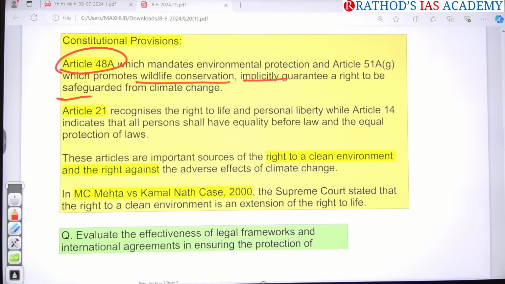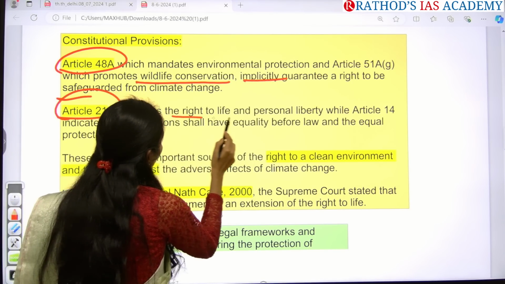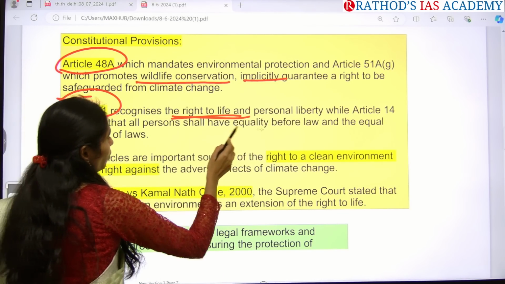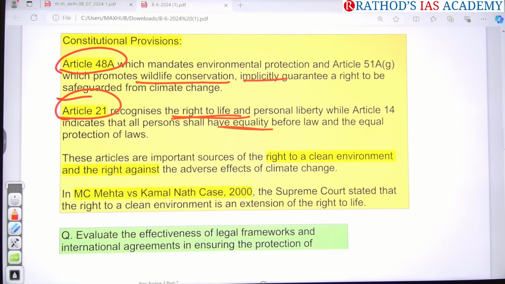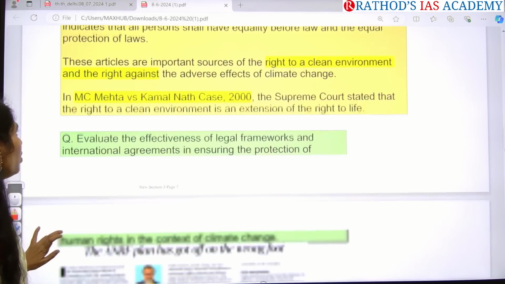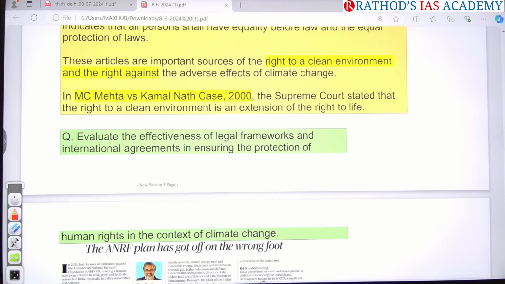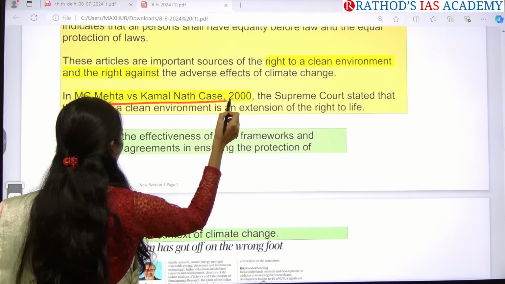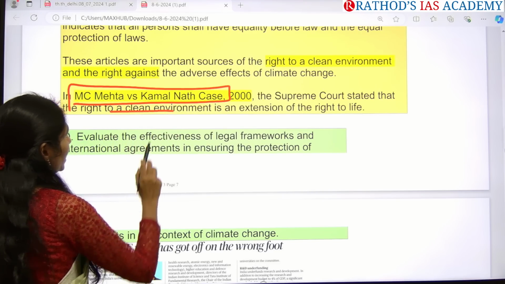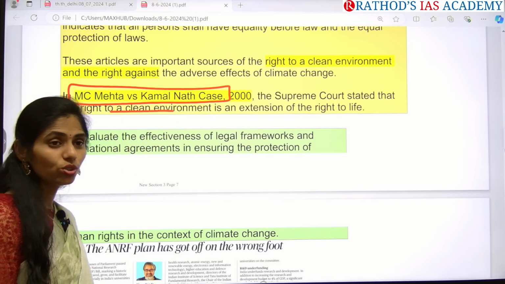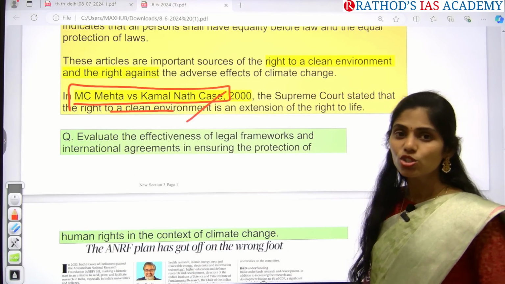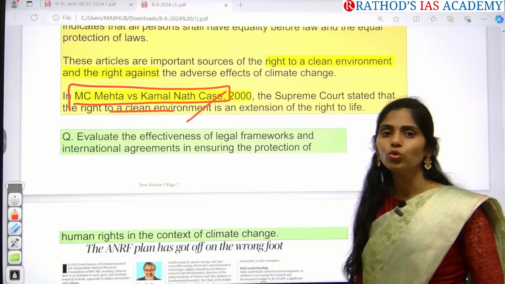And next we have Article 21, which recognizes the right to life and personal liberty, as well as Article 14, which talks about equality before law and equal protection of laws. So these are the two important articles that you have to make a note of, Article 21 and Article 14. And one important famous case of the Supreme Court in 2000 is MC Mehta versus Kamal Nath. In this case, the Supreme Court stated that the right to a clean environment is an extension of the right to life. So even in 2000, the Supreme Court said that the right to a clean environment is a fundamental right. On that basis, now we have the recent judgment, and you have to know that judgment for sure.